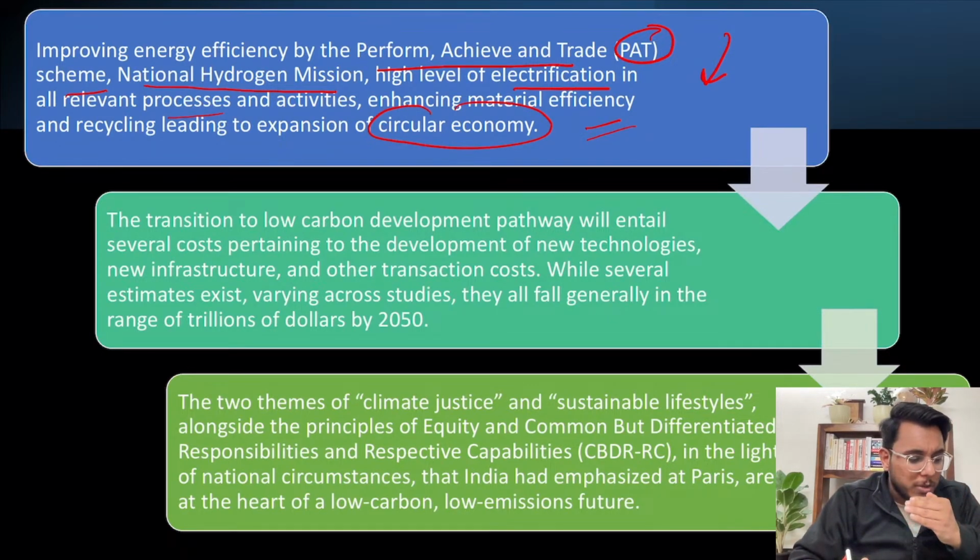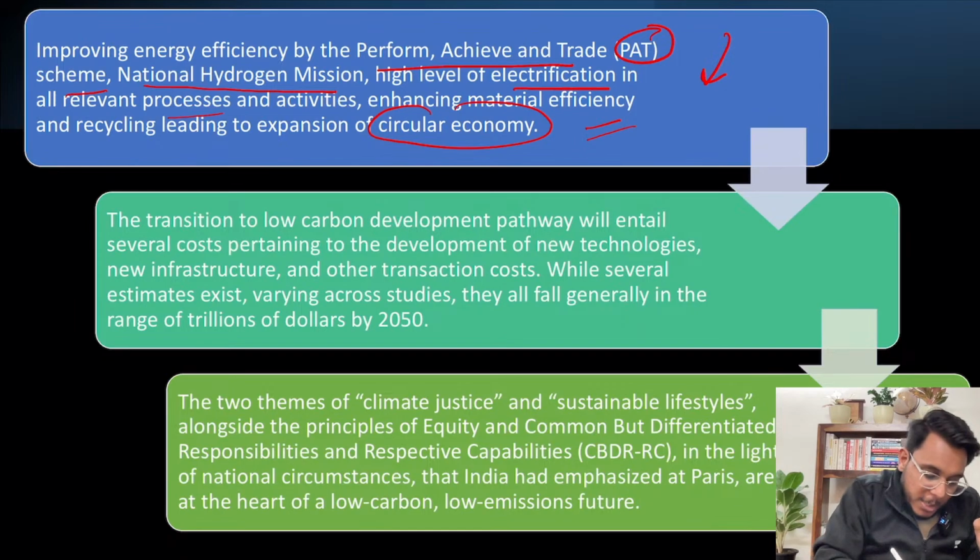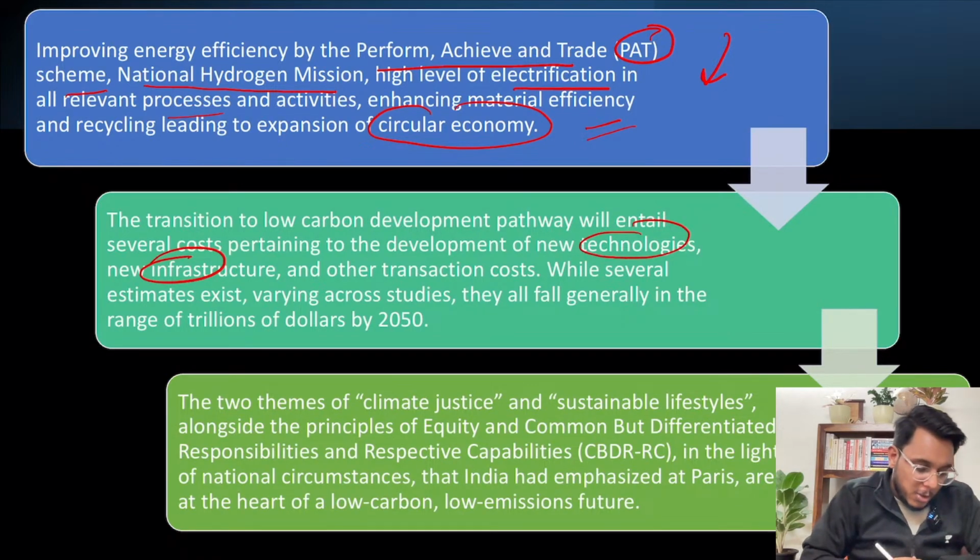Guys, please note down these particular points directly because they are important for the examination. At the same time, it is also being focused that we will be bringing cost effective new technologies and new infrastructure. And it is also being provided that for these particular things climate finance is also needed, trillions of dollars. According to certain estimates, around 8 to 11 trillion dollars will be needed by 2050.